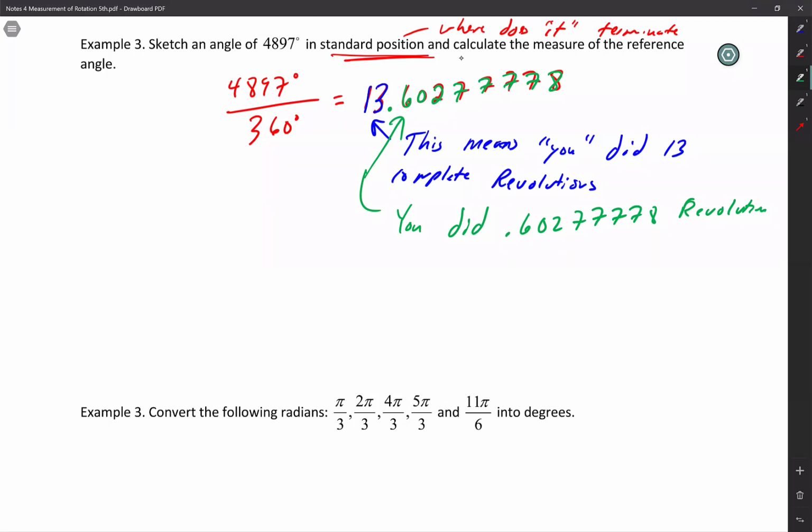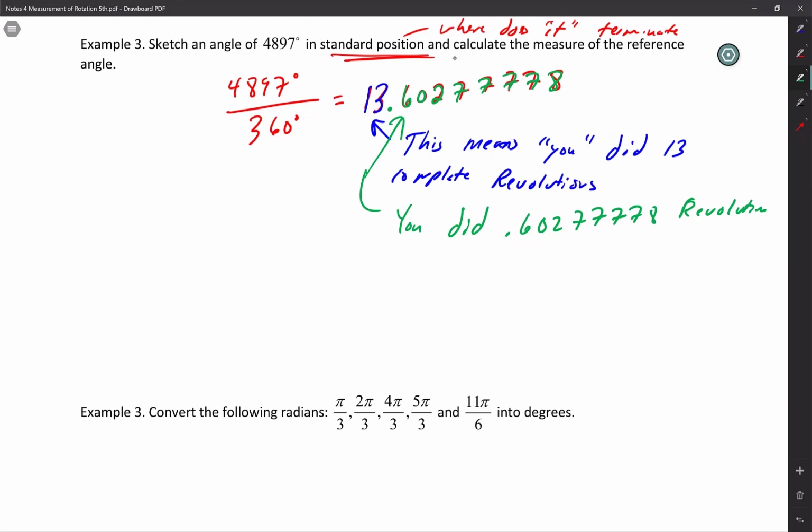The decimals work like that for everything. If you're thinking, I don't know, maybe you're completely lost and you have no idea what I'm talking about, that 0.6027778 is a percentage. That's a percentage of a revolution you did. If someone asks, what's the percentage of a revolution you did? You did 60.277778% of a revolution. Does that make sense, guys? Yes. Okay. And it works the same way with everything, guys. If someone tells you it takes you 3.2 minutes, that means it took you 3 minutes and 20% of a minute.